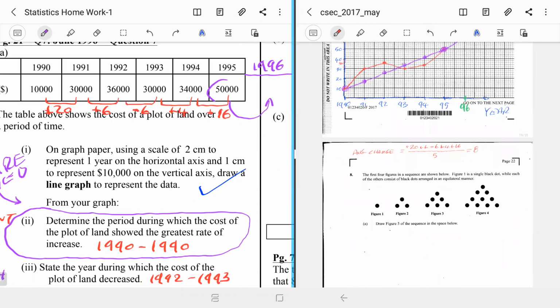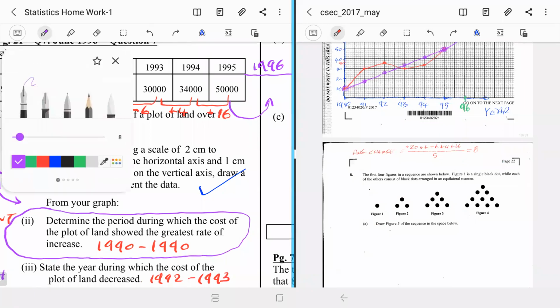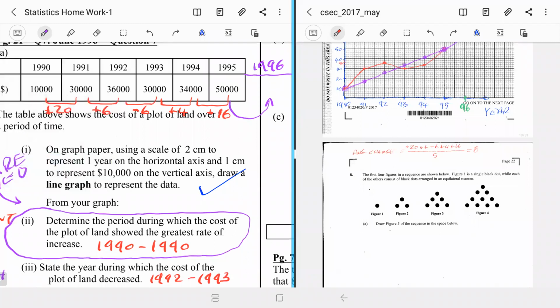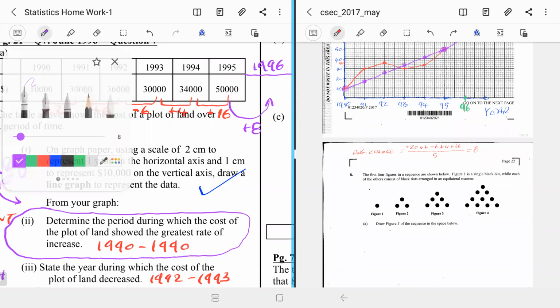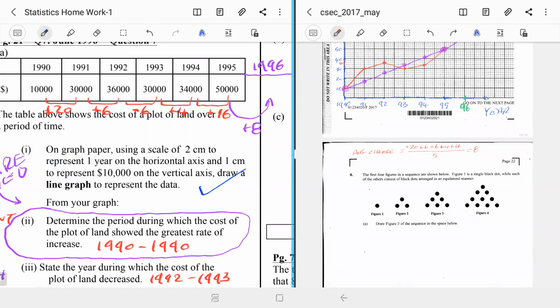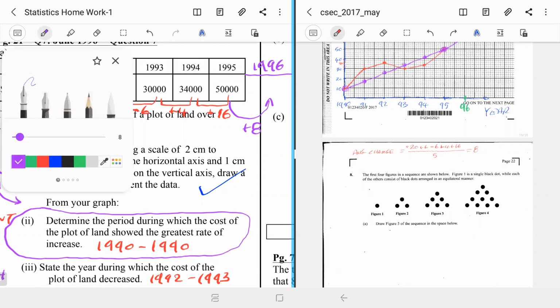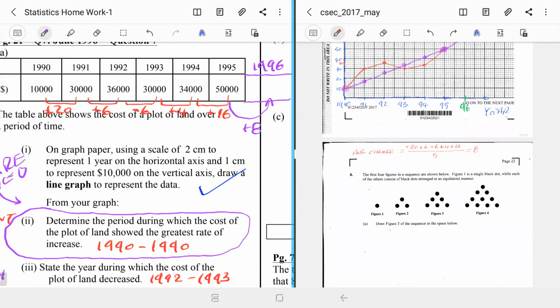So from 50, what will be my next value? My estimated next value? Tell me now. My average change is plus 8, so I would have to add 8 more to this. So my next value in the table, if I were to extend the table and estimate the next value, it will be how much? 58,000.